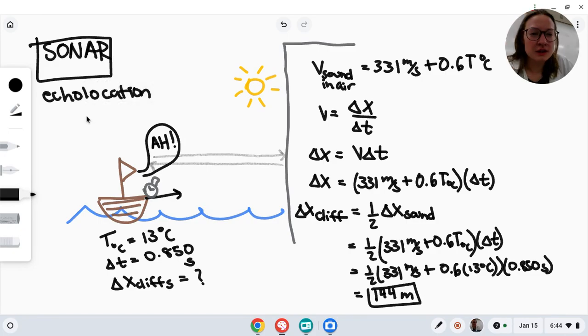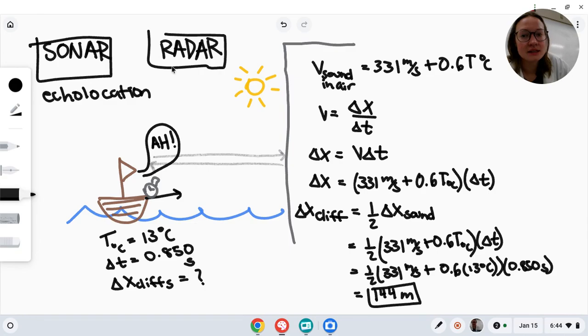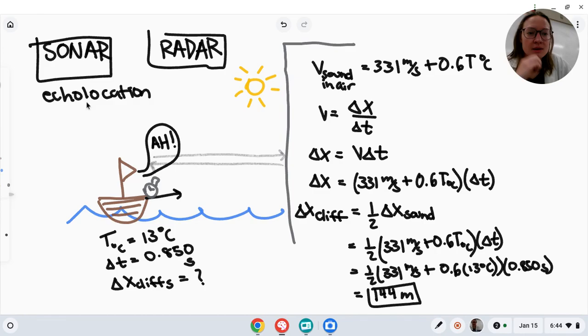Now here's a question for you. When fighter jets are trying to detect the locations of things, they don't use sonar, they use radar, which is basically the same thing as sonar, except it's using light rays. Why would we use radar, light rays, for fighter jets, and why would you use sonar to measure the bottom of the ocean? Take a minute and think about it. Perhaps write down an answer.